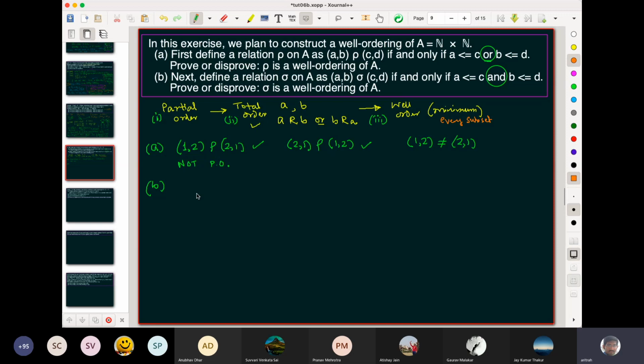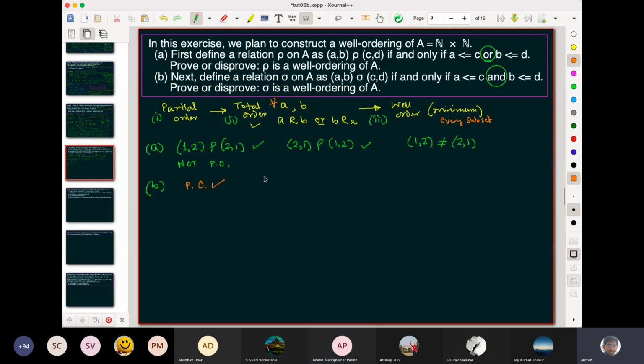Partial order, yes or no? Yes, sir. Everybody check the partial order thing. Good. Yes, sir, it's a partial order. Total order, yes or no? No, sir. Why? Just check: is it true that for every pair of elements A, B, either A is related to B or B is related to A?